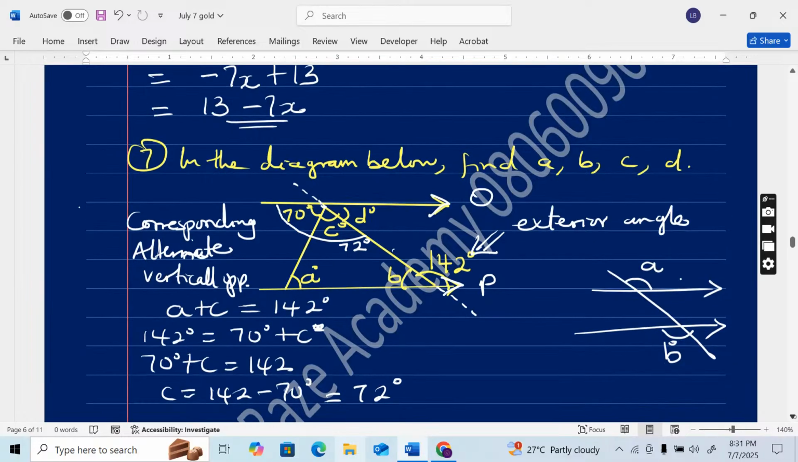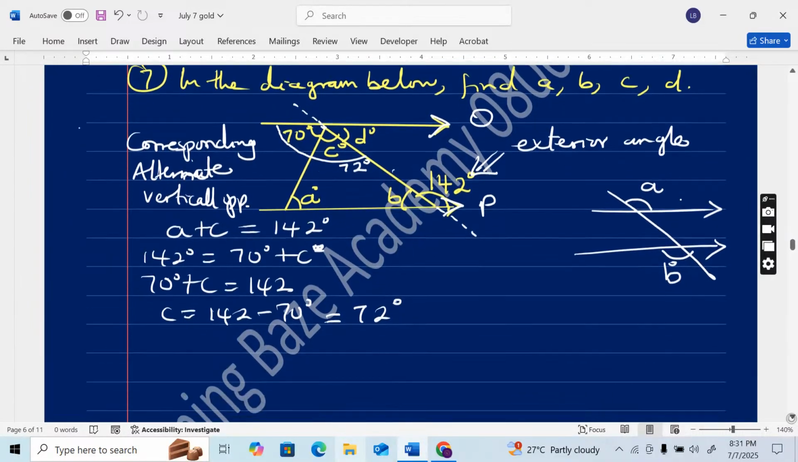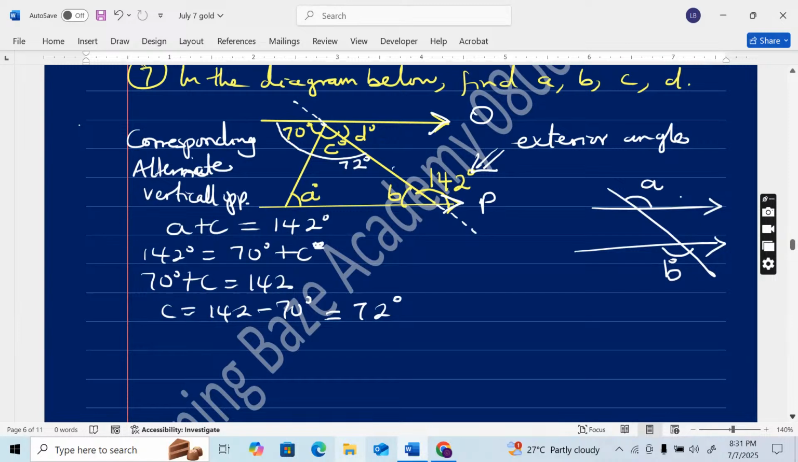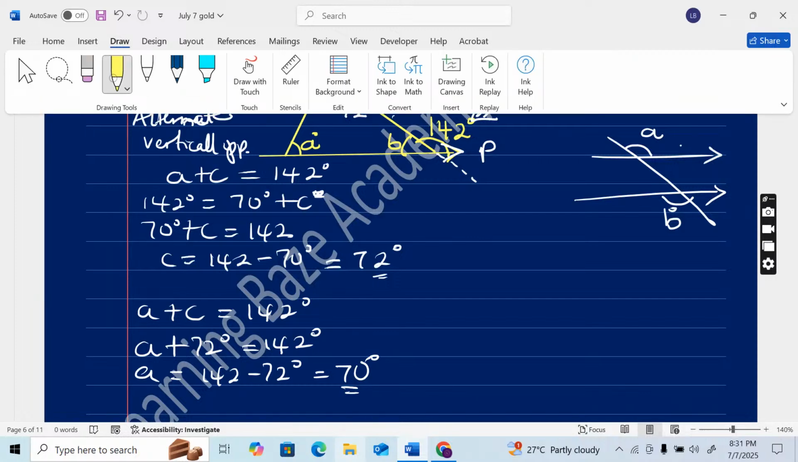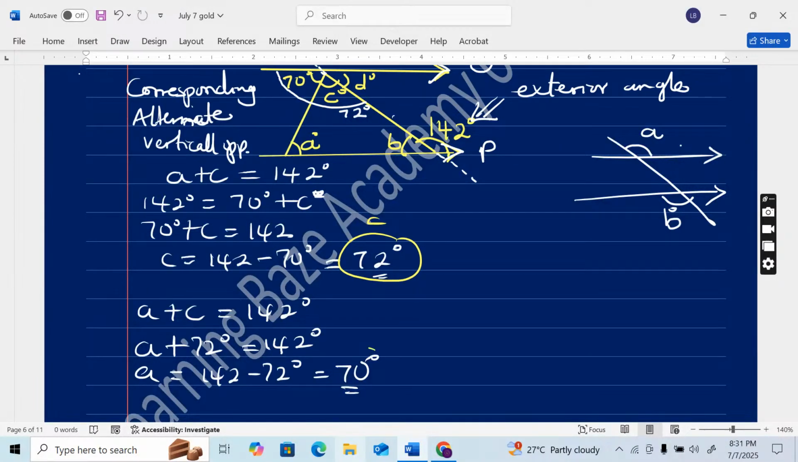And don't forget that we said that the two opposite interior angles will be equal to the exterior angle, which means A plus C will be 142 degrees. Now that we have gotten the value of C to be 72 degrees, A plus 72 degrees equals 142 degrees. So what will be the value of A? A equals 142 minus 72 degrees, and that's equal to 70 degrees. So now we've gotten the angle C. This is angle C, and this is angle A.